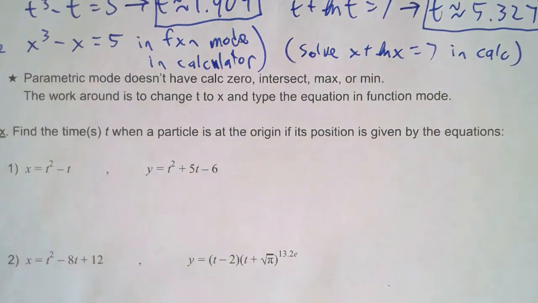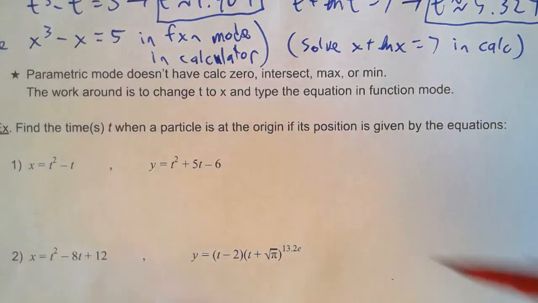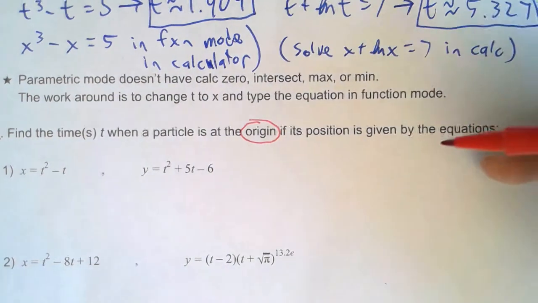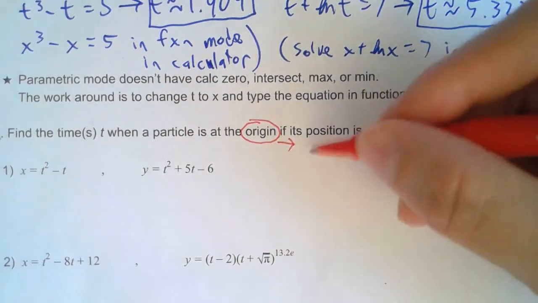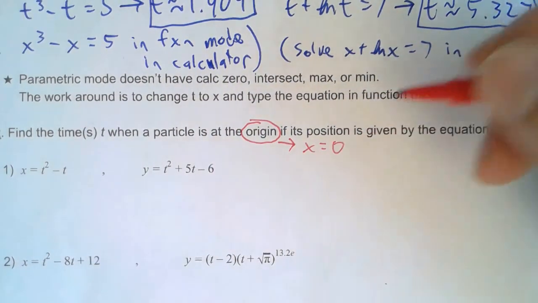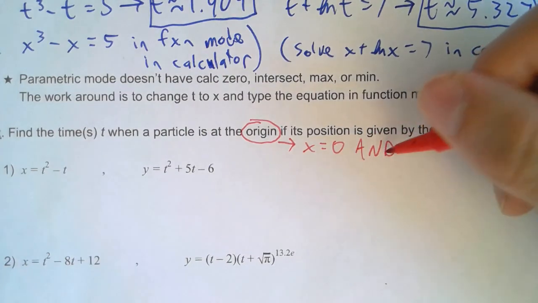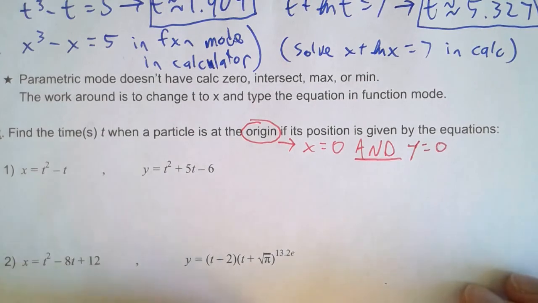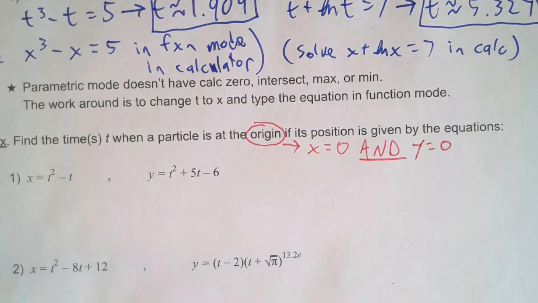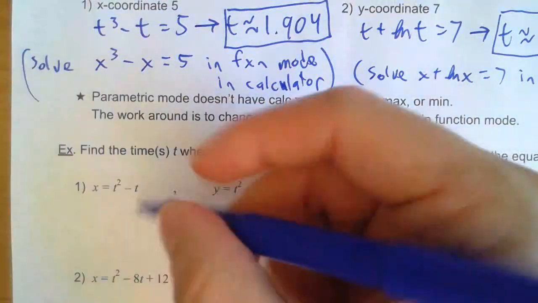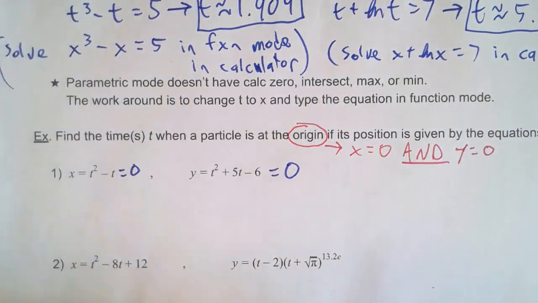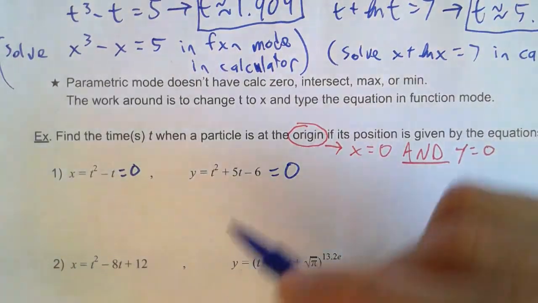So we're going to try to find when it's at the origin. Well, being at the origin, we know what the origin is. The origin is the point (0, 0). Well, if you're the point (0, 0), the key is that x has to be 0 and y has to be 0. They both have to be 0, not just one or the other. So I'm going to solve both of these, and I'm going to look for an answer that works for both of them.